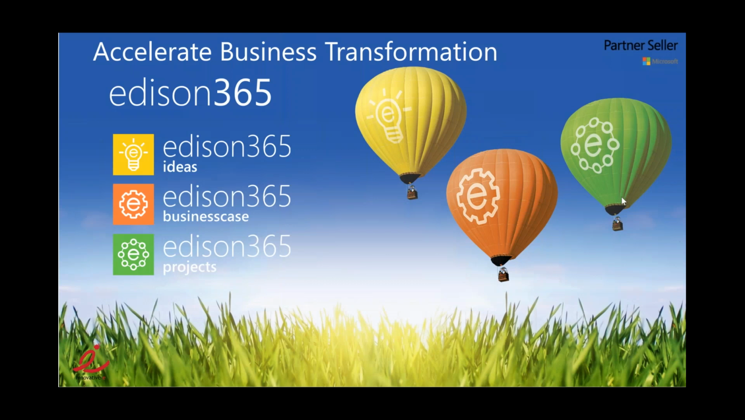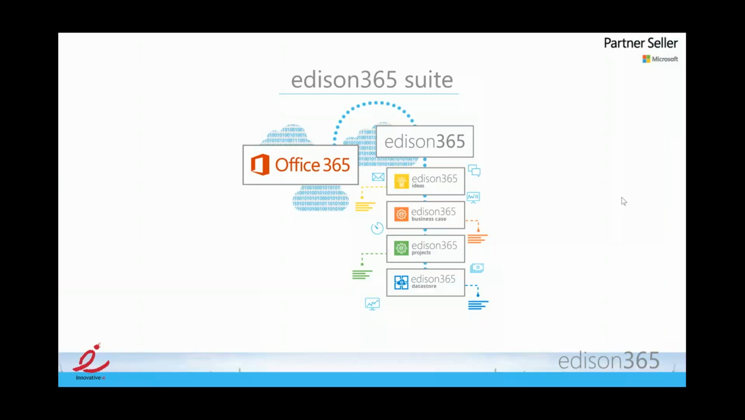So the tools, Edison 365, you'll notice that there's a couple of different icons: Edison 365 Ideas, Edison 365 Business Case, Edison 365 Projects. Each of these are standalone tools. They can also work together. They all stem off of Office 365.